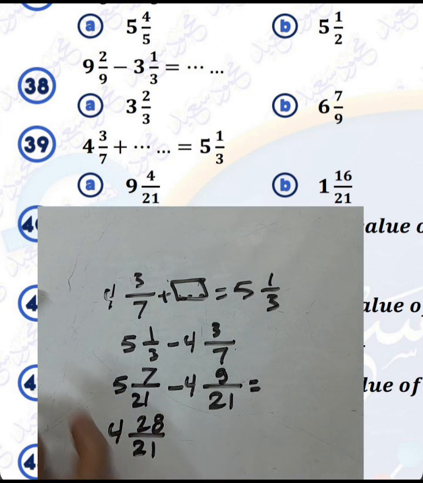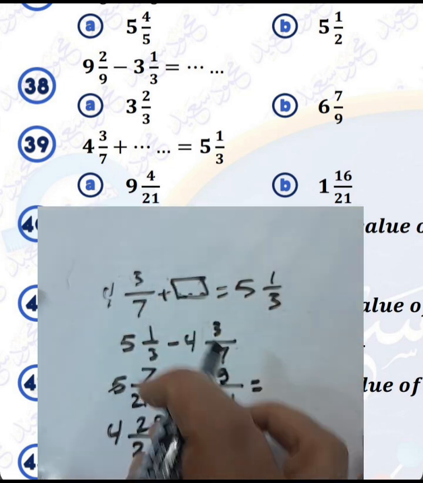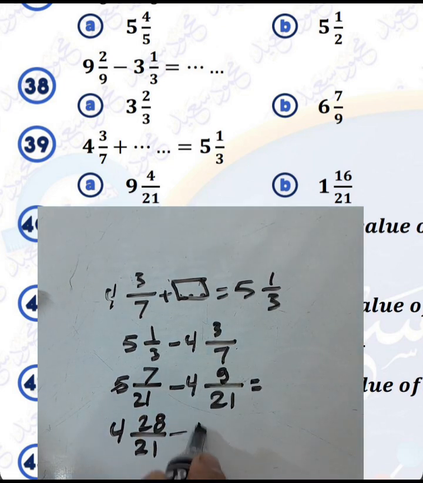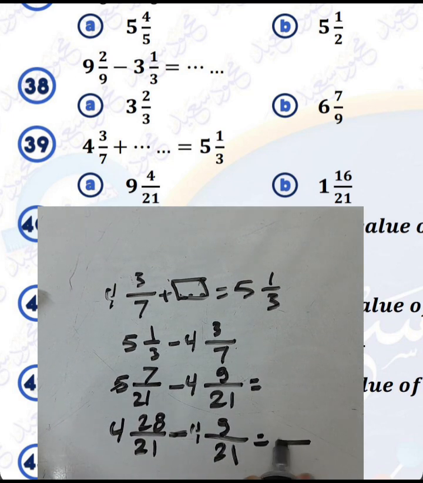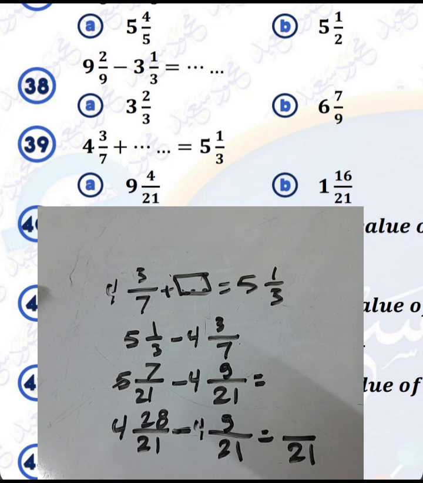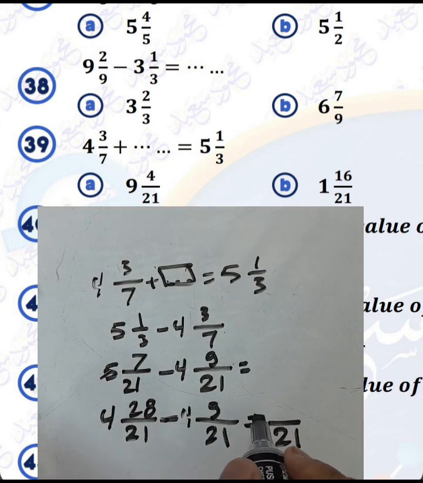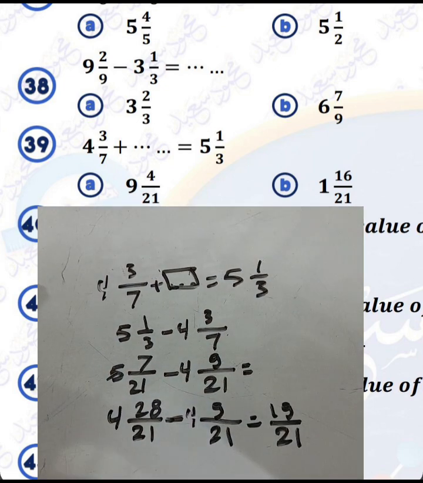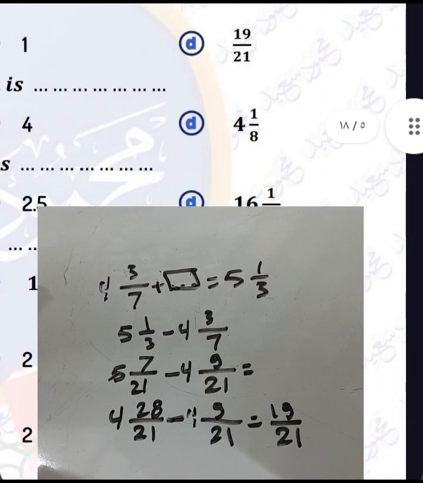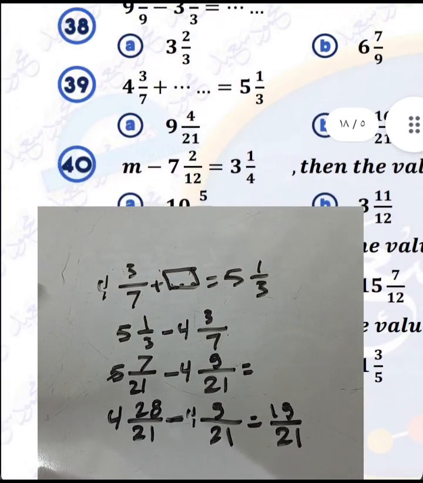7 plus 21, it will be 28. Okay, because we borrow 1 from 5, it will be 4, and 1 equals 21 over 21 plus 7 over 21, it will be 28 over 21. And then we can write the difference between them. Write 21 in the denominator. 4 minus 4 equals 0. And 28 subtract by 9, it will be what? It will be 19. Then the result here will be 19 over 21. Next question 40.